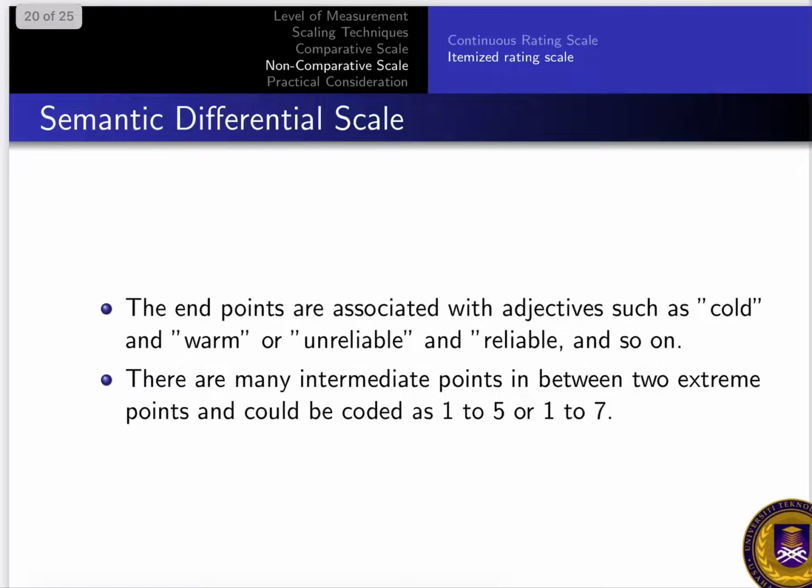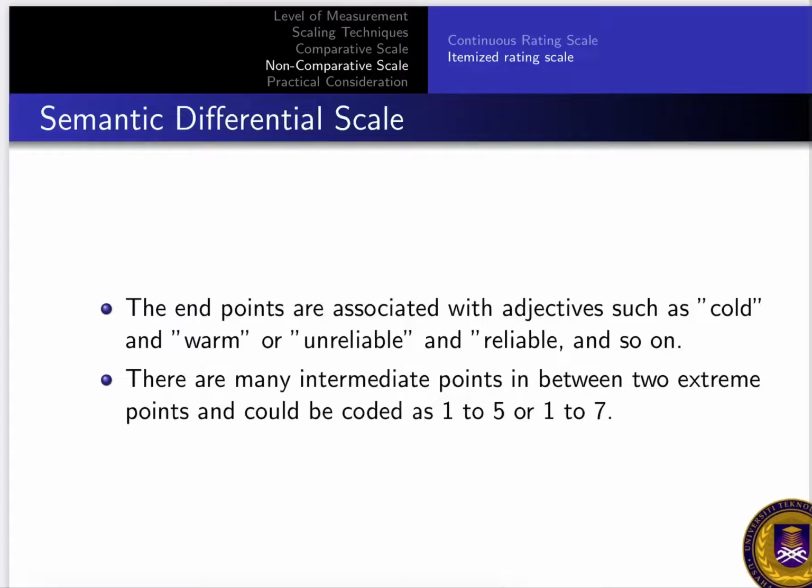The second type of the itemized rating scale is the semantic differential scale. In a semantic differential scale, the endpoints are associated with adjectives, such as cold and warm, or unreliable and reliable, and so on. We use adjectives.